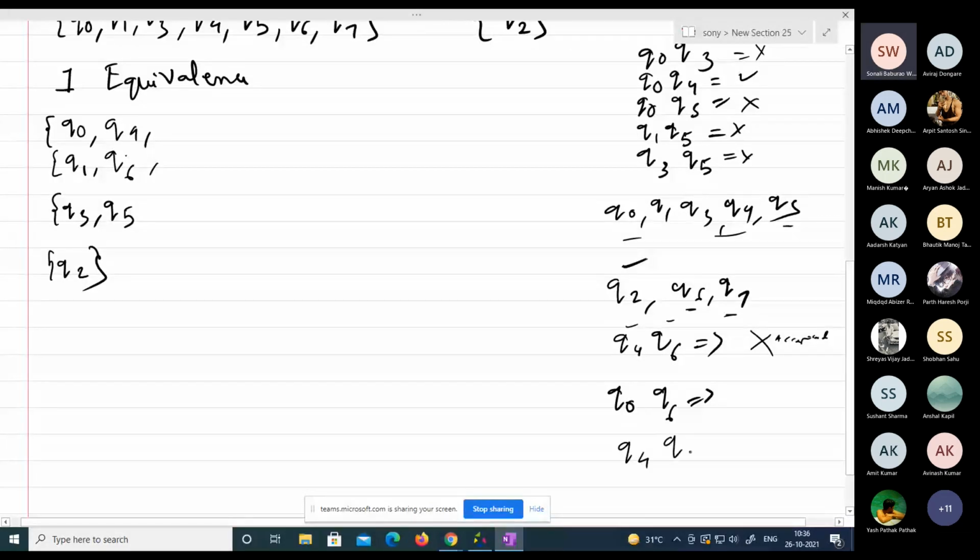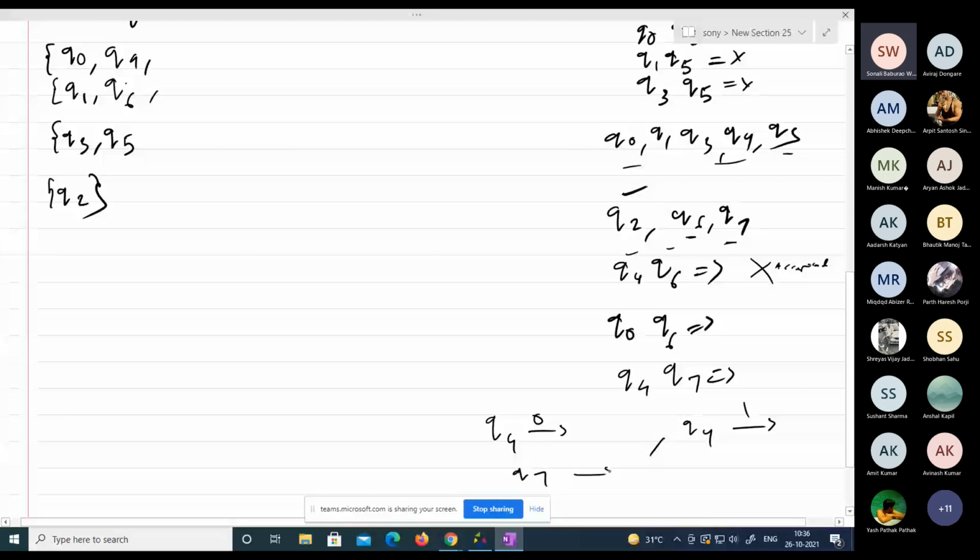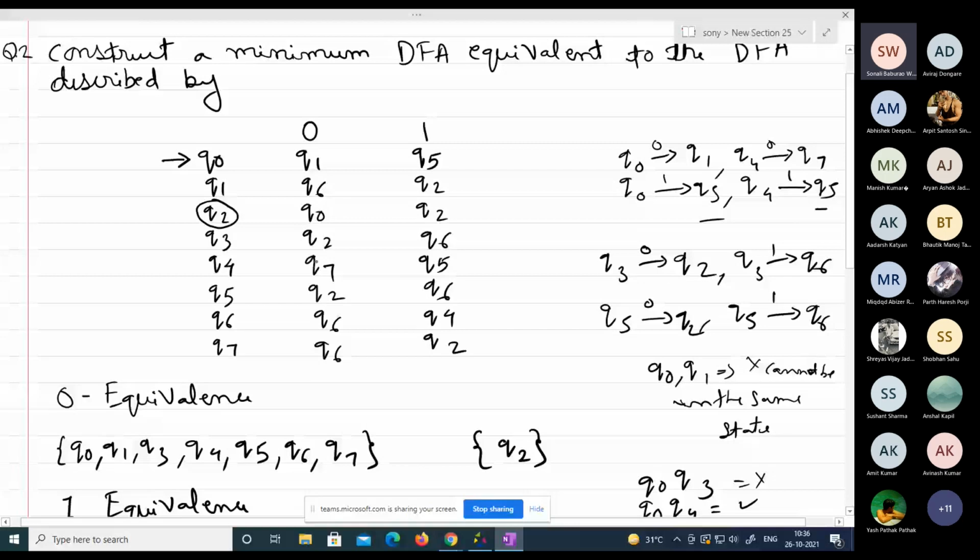Okay, Q4, Q7. Tell me the values. Q4 on 0 is giving what, and Q4 on 1 is giving what. Similarly, Q7 on 0 will give something, and Q7 on 1 will give some other state. Let's check for Q4, Q7. Q4 on 0 giving Q7. Q4 on 1 is giving Q5. Okay, similarly, Q7 on 0 is given Q6, Q7 on 1 is given Q2. All the values are different for zeros and ones. That's why we cannot place them together.